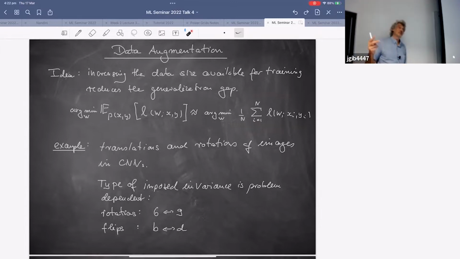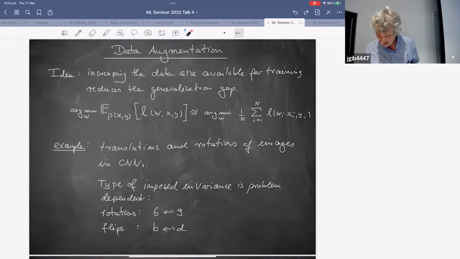One example where this has been used is in CNNs, where you can create artificial new data by slight rotations or by small translations. A cat that's translated is still a cat, a cat that's rotated is still a cat. So if you know something about the symmetries that you expect, you can use them. Be careful if these symmetries are not actually there. You don't want to impose symmetries that may not be there, and the type of imposed symmetries may depend on the problem.